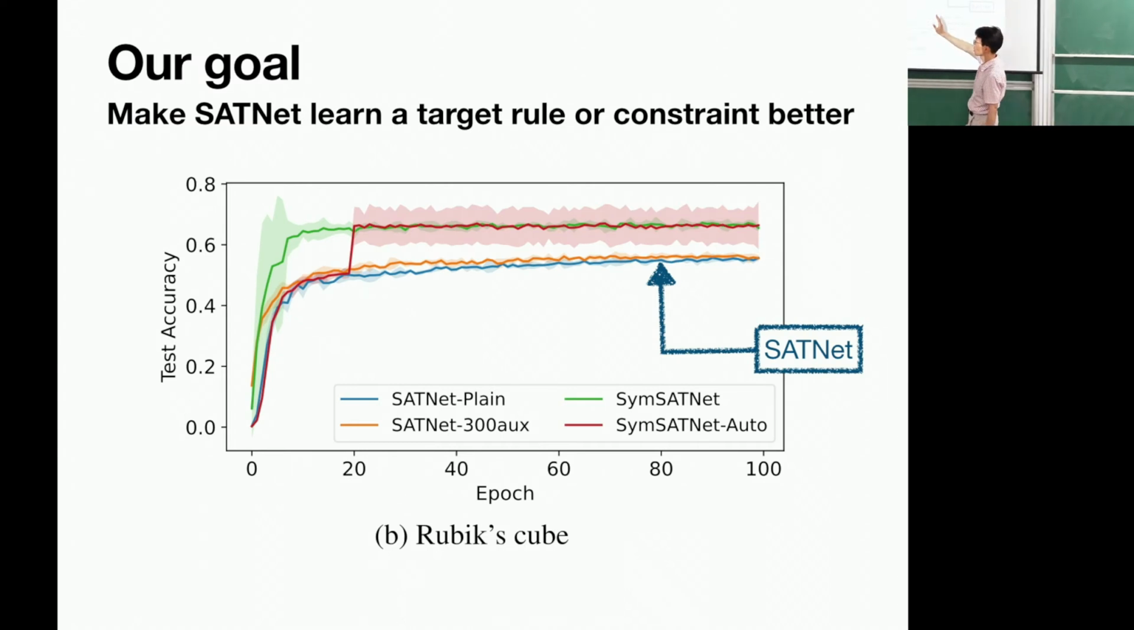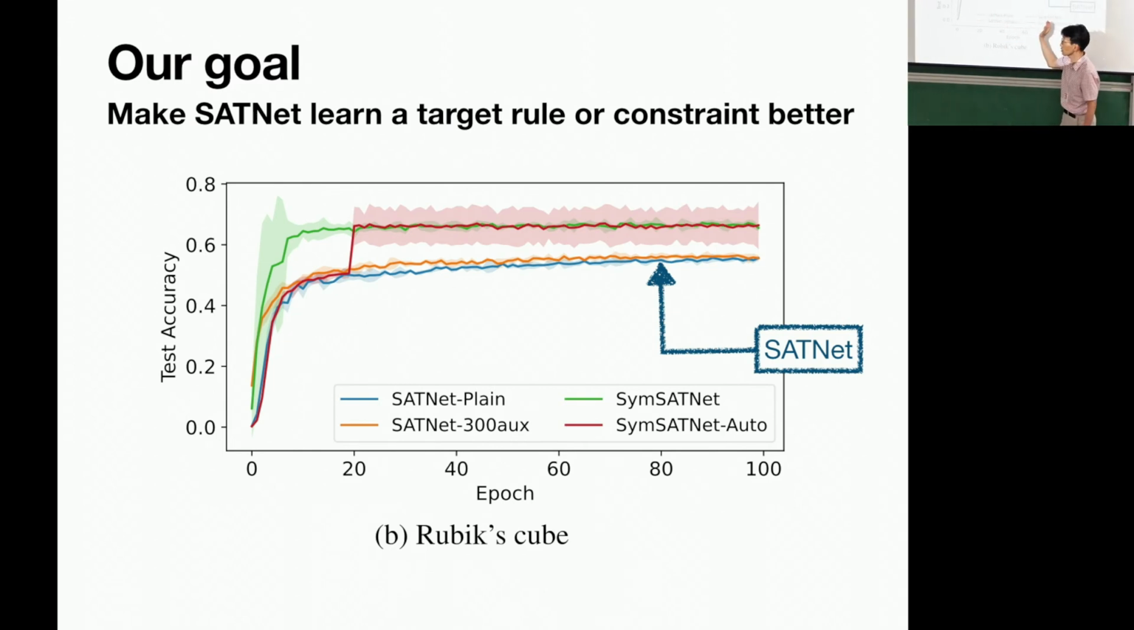So with this gradient descent algorithm, the test accuracy means that we give a new instance of the puzzle and ask SATNet to solve that puzzle. Initially it doesn't solve anything, but gradually it knows how to solve some of them. That means it learns something. But it reached about 50 to 56% accuracy, which means that it achieves something but not so great. So what we want to do is improve SATNet so that it can learn much better.